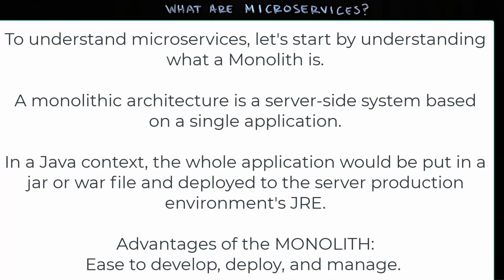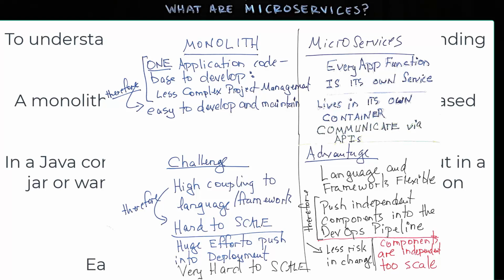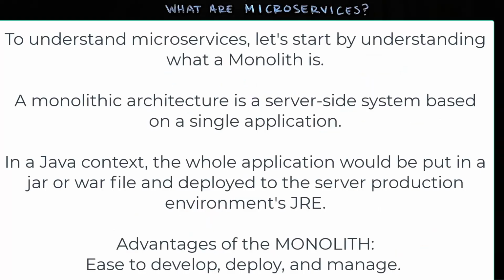To understand microservices, let's start by understanding what a monolith is. Lithic is a Greek word that means stone, so monolith is one stone, like one block of stone. A monolithic architecture is a server-side system based on a single application. In a Java context, the whole application would be put into a JAR, Java Archive Resource, or WAR, Web Application Resource file, and deployed to the server's production environment's Java runtime environment. So you would add those JAR or WAR files to the class path.